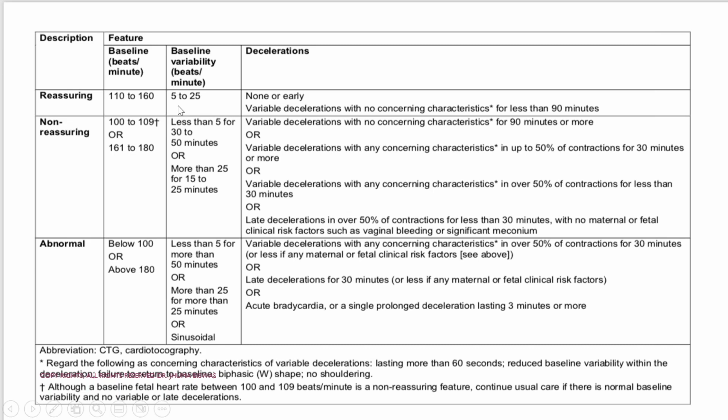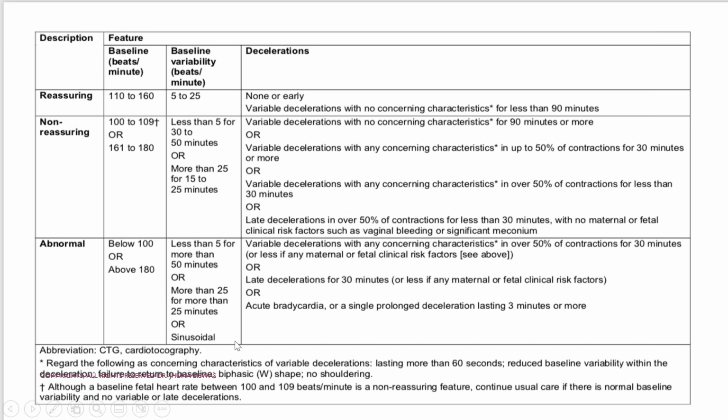Regarding the variability, as I mentioned, 5 to 25 is normal. Non-reassuring, we already mentioned, is less than 5 beats per minute, that means reduced variability up to 50 minutes is non-reassuring. More than that, that is obviously abnormal. Regarding increased variability, more than 25 beats per minute for 15 to 25 minutes is non-reassuring. More than 25 minutes, that is abnormal.